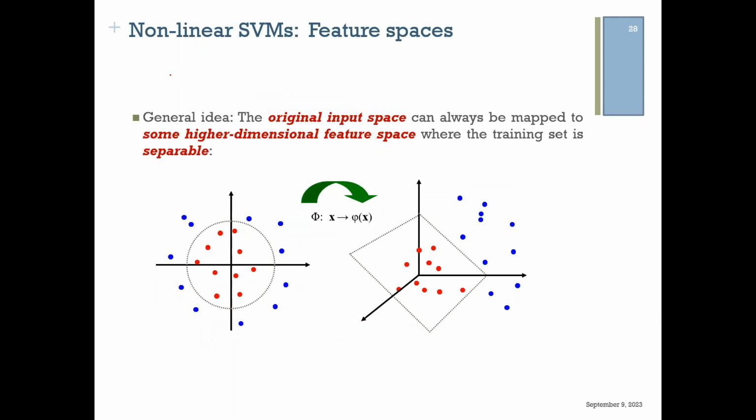See, the general idea is that the original input space can always be mapped to some higher dimensional feature space where the training set is separable. So that is a very strong belief that support vector machine has been based on.